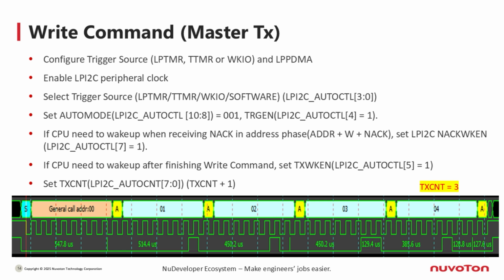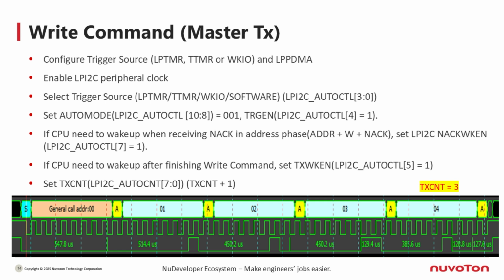Before entering auto operation mode, there are a few basic settings we need to do. First, you need to set the trigger source. For example, if you want to use the low power timer, tick timer, or WKIO as the trigger, make sure you select it first. Then, turn on the clock for the low power I2C and enable auto operation mode. If you want the system to wake up when a NACK is received during the address phase, you'll need to set the 7th bit in the auto CTL register of the low power I2C.